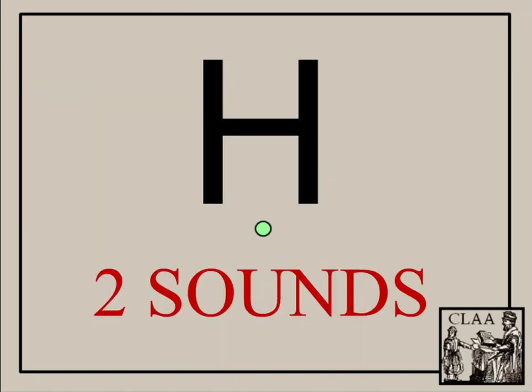Point to the green dot on your screen and look carefully at this English consonant. This is the letter H. In English, the letter H is used to represent two basic sounds.